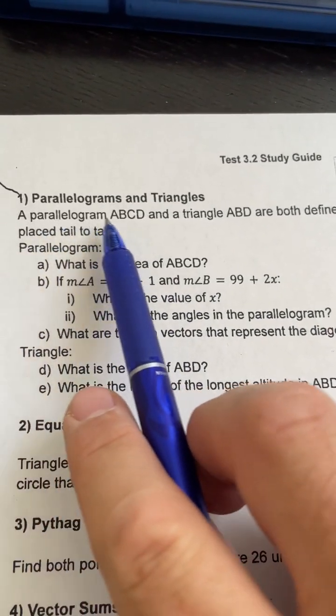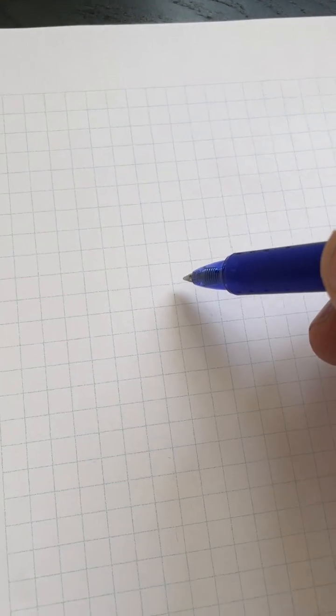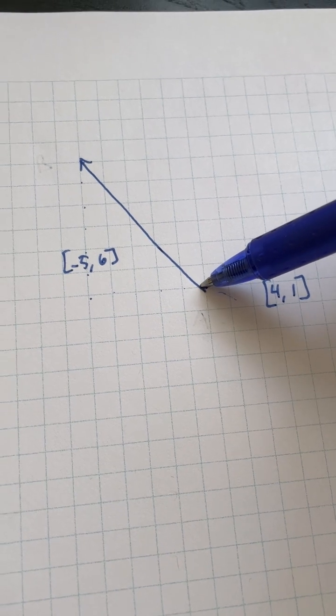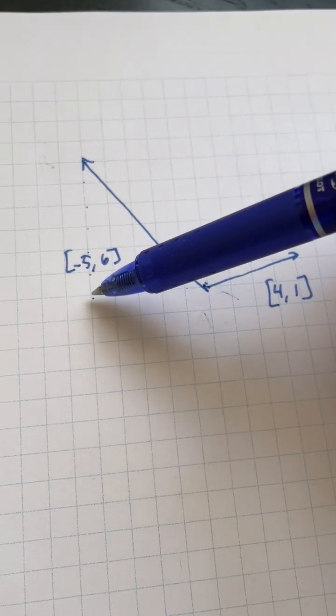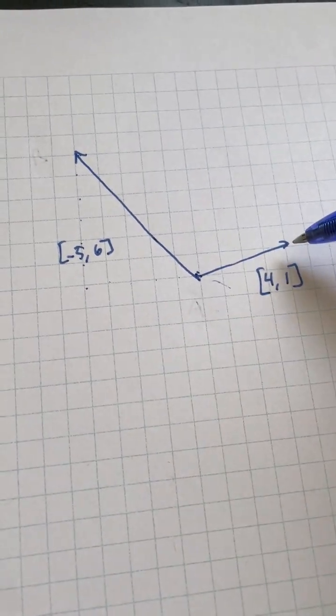Let's do number one again real quick. It's a parallelogram defined by two vectors. So start by just picking a point and graphing those two vectors. Pick that point, -5, and then +6, and then draw the arrow. 4, 1, and then draw the arrow.